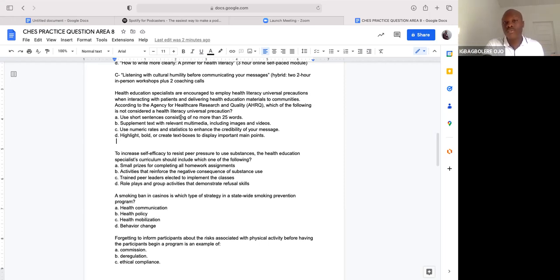Now, you can use short sentences consisting of no more than 25 words. That is great, especially in andragogy class, a class for adults. You're using short sentences, maybe no more than 25 words. We've always encouraged people in their PowerPoint presentations, in their evaluation presentations, to use supplemental text with relevant multimedia, including images and videos. They convey the message. Of course, if you're talking to a couple of professionals like you and I, you can definitely use numeric rates and statistics to enhance the credibility of your message. In the health world, especially public health, we live by data. You can also highlight, bold, or create text boxes to display important points. Amazing. But the question says universally accepted, a universal precaution.